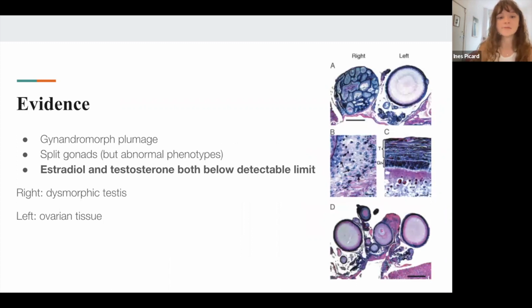This paper found this finch because the plumage was split down the middle. On one side, it had the stereotypical dark gray plumage of a male, and on the left side, light gray from a female. They also noticed that the gonads were split, as you can see in the right figure here, but they also had abnormal phenotypes. They didn't function quite well, and they actually didn't detect any steroids above the detectable limit, which is important because that means when they studied differences in the brain of this organism, it couldn't be traced to the hormones produced by the reproductive organs, because these hormones were at such a low level of production that they didn't really have any effect on the brain.